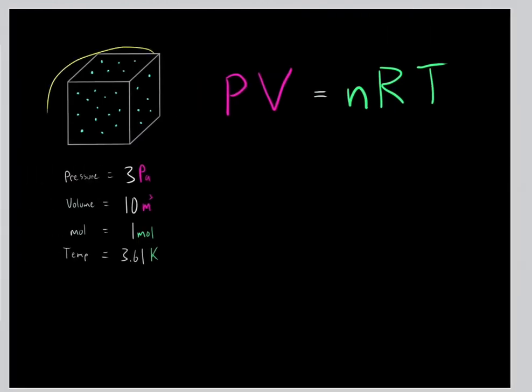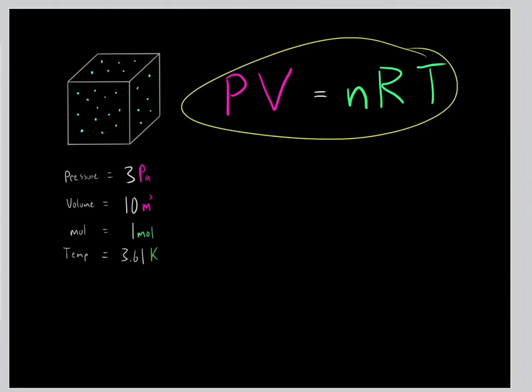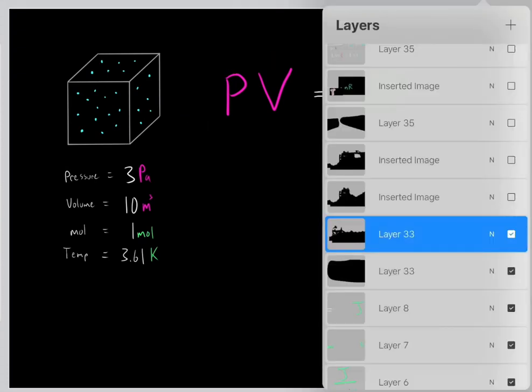So let's try an example. Let's say we have this system, and let's say the system has a pressure of 3 pascals. Let's say it has a volume of 3 meters cubed. Let's say we know there's 1 mole of gas, and let's say it has a temperature of 3.61 Kelvin. How do we use these variables and plug it in to solve for this ideal gas law?